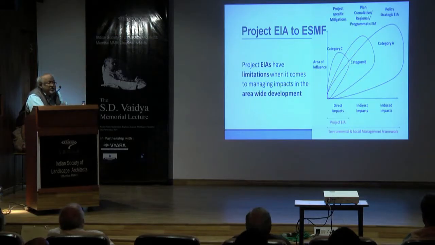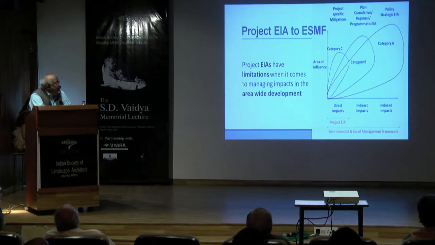Now this visual is very important. I would like to spend a minute at least on this. What you see in the x-axis of this diagram is that typology of impact we talked about, right? Direct impacts, indirect impacts, induced impacts. And what you see on the y-axis is the area of influence.